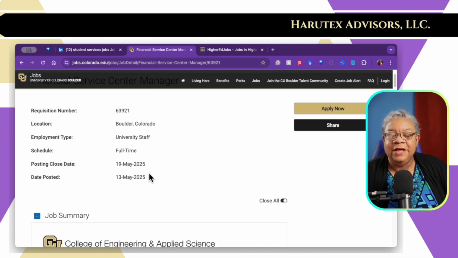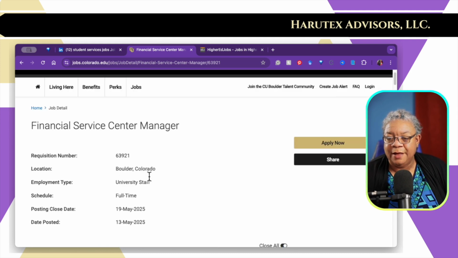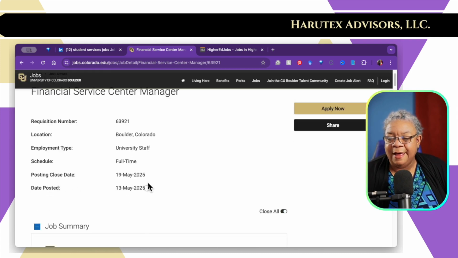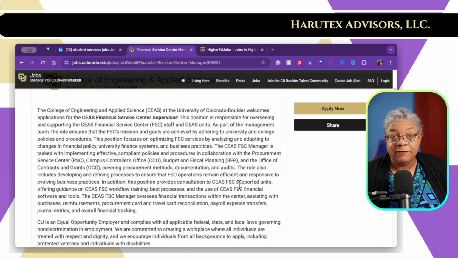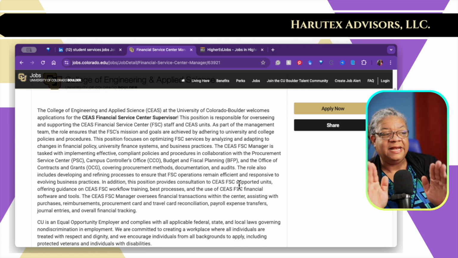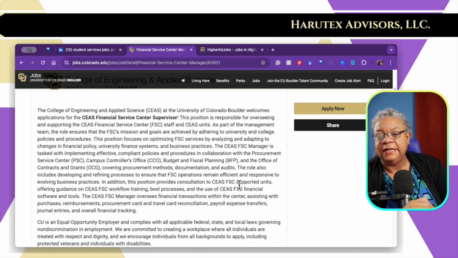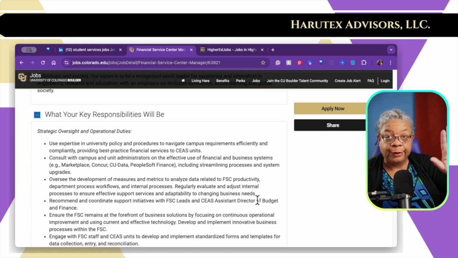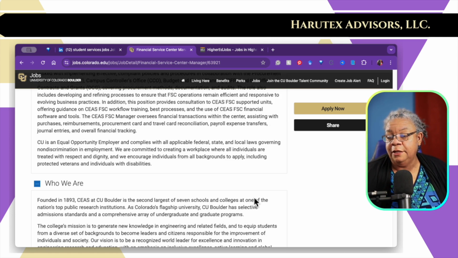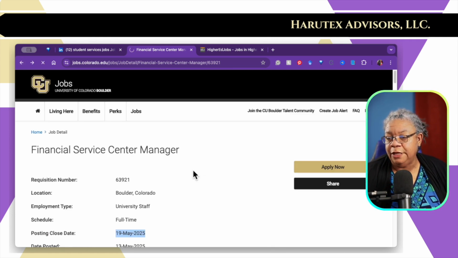Okay, so here's a hint for those of you in job searches. If the date this got posted was May 13th and it closes about 7 days later, that means that they probably already have somebody in mind for that position. Now, I don't know for sure, but anytime there's a 1-week listing, they're probably expecting to get a lot of applicants and they may already have somebody in mind. I don't know CU Boulder for sure, but that's one of the things I've learned over the years.